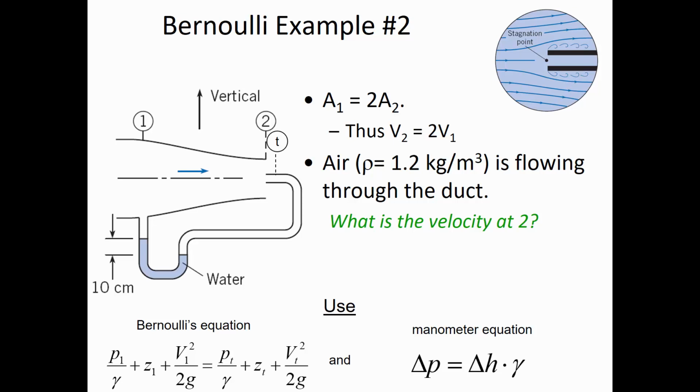So let's use the manometer equation and see what it tells us. The manometer equation tells us that P1 plus delta H times gamma is equal to P sub T.